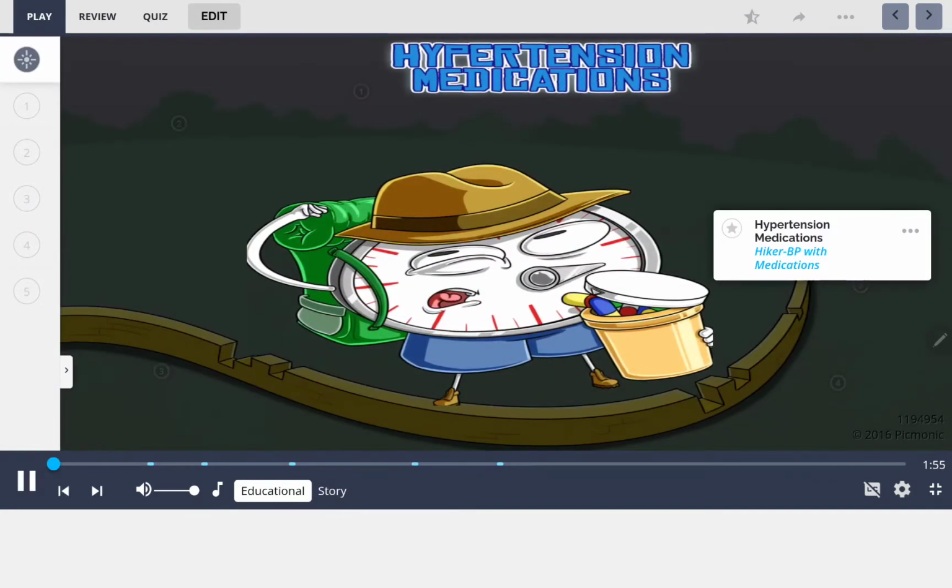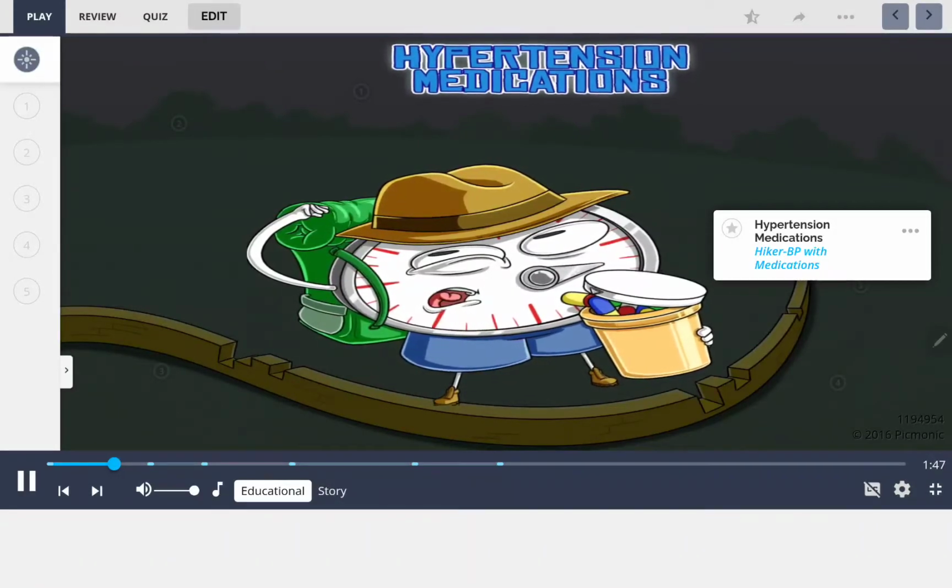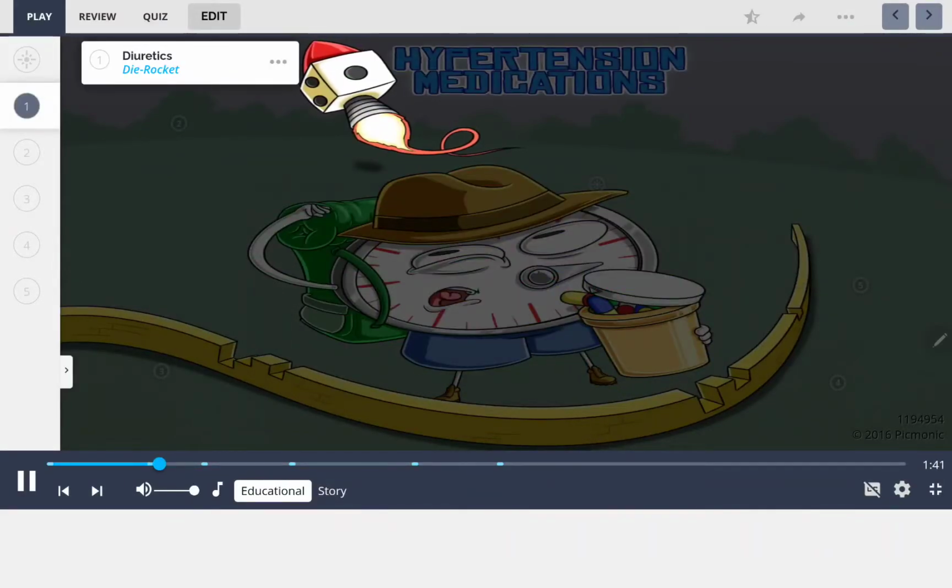In this picmonic, we discuss commonly used medications for the treatment of primary hypertension, which can be remembered by the story of hiker BP with medications getting captured for failing to make any lifestyle changes. Diuretics, illustrated by the dye rocket, are used to lower blood pressure by reducing circulating fluid volume.